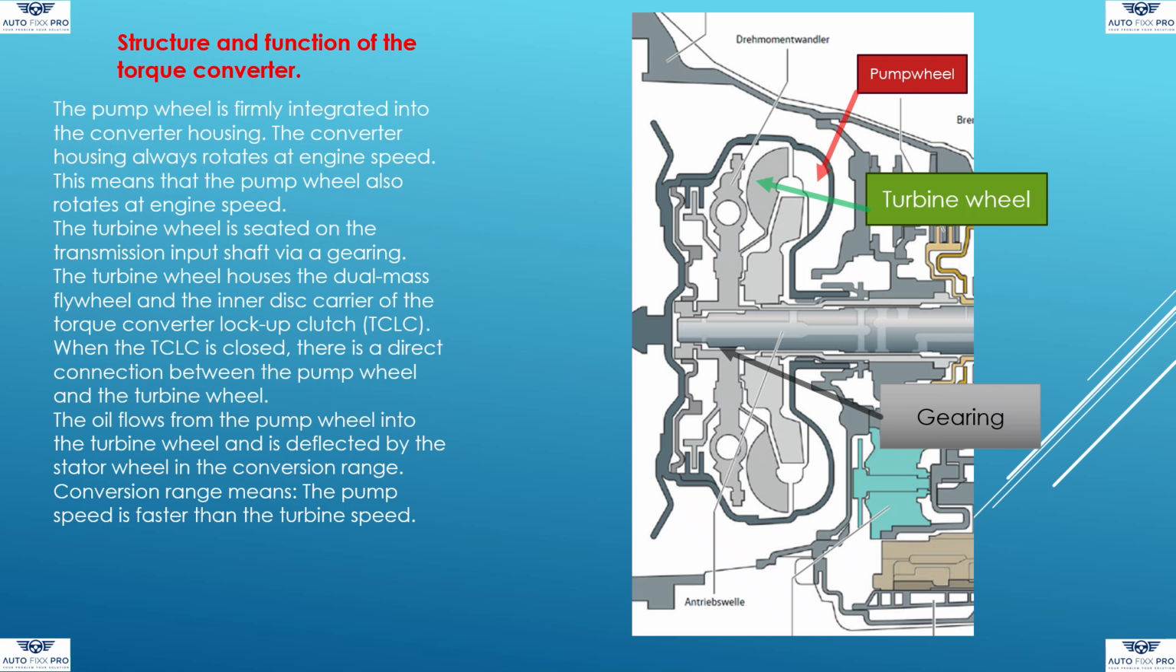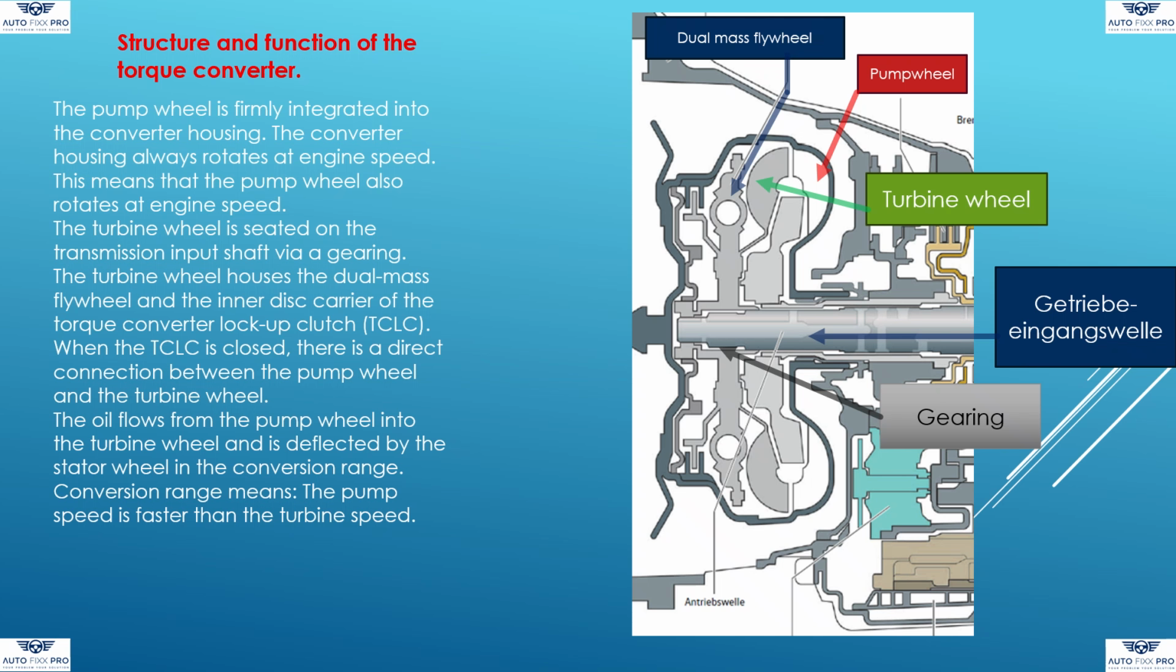The turbine wheel is seated on the transmission input shaft via a gearing. The turbine wheel houses the dual mass flywheel and the inner disc carrier of the torque converter lockup clutch, TCLC. When the TCLC is closed, there is a direct connection between the pump wheel and the turbine wheel. The oil flows from the pump wheel into the turbine wheel and is deflected by the stator wheel in the conversion range. Conversion range means the pump speed is faster than the turbine speed.